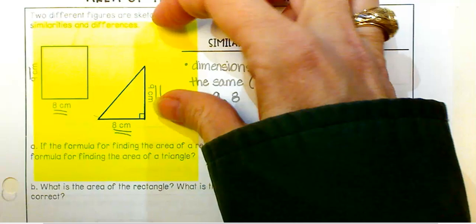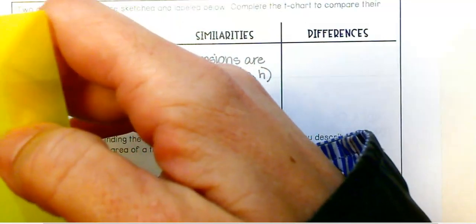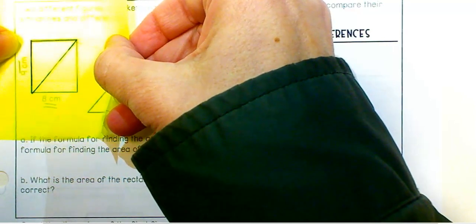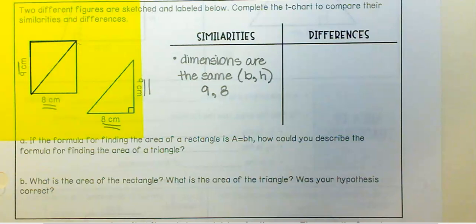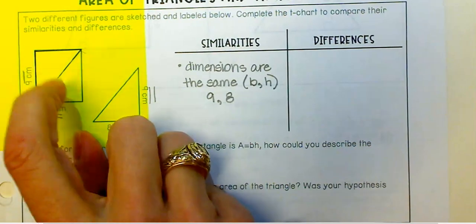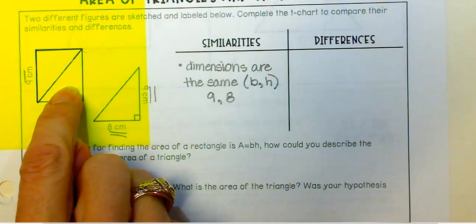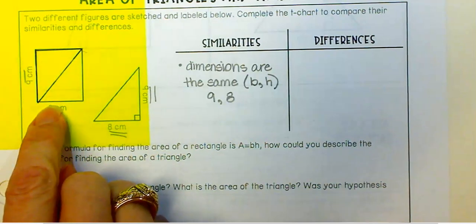I'm going to take this, if I can figure out how to move it, and flip it. Try to put it on the rectangle. Hang on. Okay, and I want you to see that the triangle only has half the area of the rectangle. Or if you want to think about it, you'd have to have 2 triangles to make the area of the rectangle, okay?